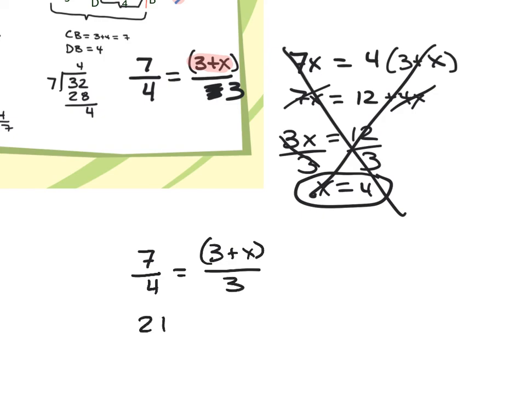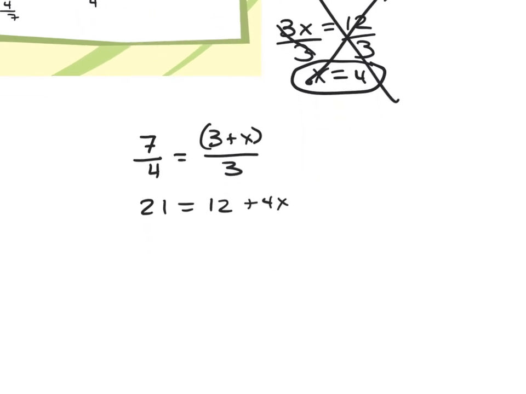So 3 times 7 is 21 is equal to 12 plus 4x. I think that's where we left off. Yes, and then you subtract x from both sides. Let me just check my numbers there. I did that really quick in my head. 3 times 7 is 21, 12, 4x. Okay, I'm sorry. Subtract what? 12 off both sides. Okay, and what do I get? 9 is equal to 4x. And then you divide by 4 to both sides, and then that gives you 2 1/4.